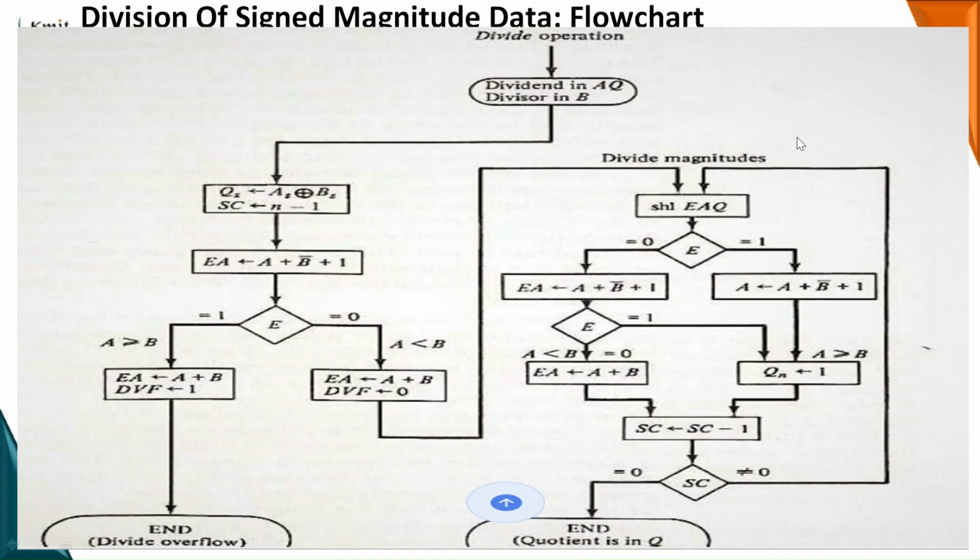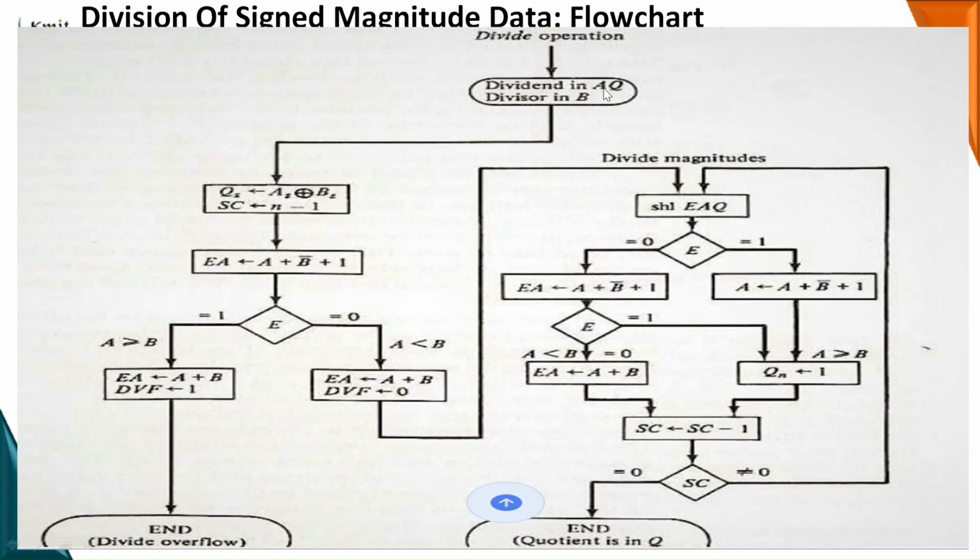In the division operation we have a dividend and a divisor, and as a result we will get a quotient and a remainder. The division operation takes a dividend and divisor as input. The dividend is stored in the A and Q registers. If the length of your divisor is n bits, the length of your dividend will be 2n.